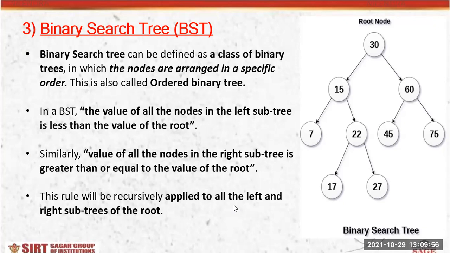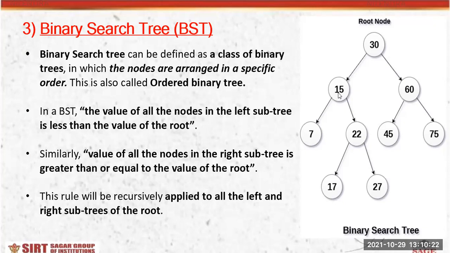So you can see if we recursively apply this rule, 15 will be the parent for 7 and 15 will be the parent for 22. Similarly, 7 and 22 will be the children of 15. Similarly, 50 and 60 will be the left and right children of 30. So you can recursively follow this rule on each and every node. You can see 7 is less than 15, whereas 22 is greater than 15.